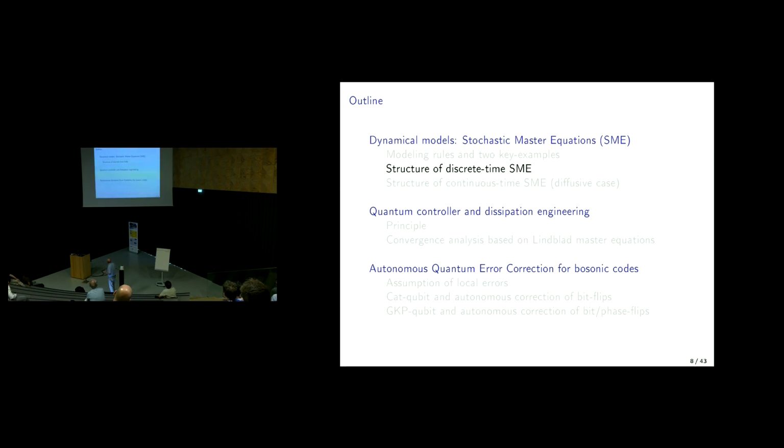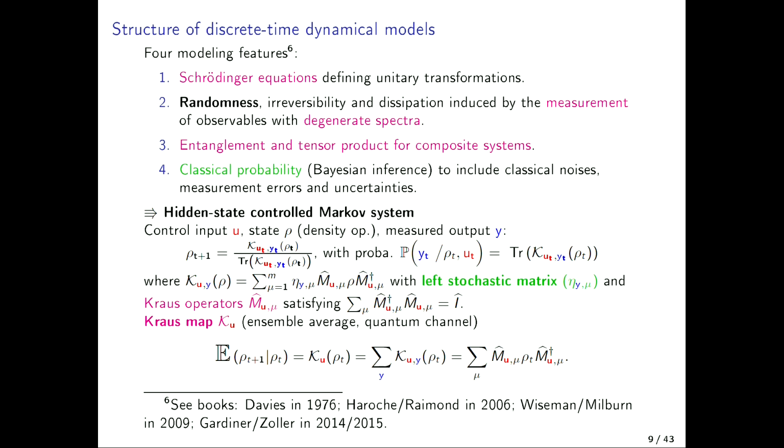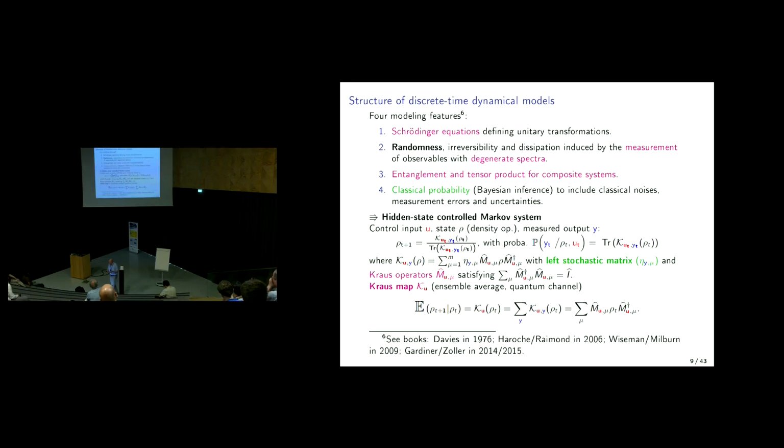Okay. And then, once you have this, Schrödinger evolution, randomness through the measurement of the wave packet and its collapse, you have entanglement and tensor product for composite systems. You need classical probability to take into account the fact that your measurement could be not perfect. You make some error rates. It gives you that you project on this eigenspace, but in fact, the true projection is on the other one. So for this, what you need additionally is what is called here eta. It is a matrix, which is a left stochastic matrix.